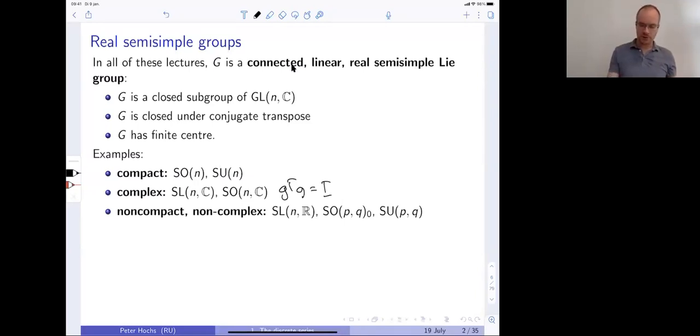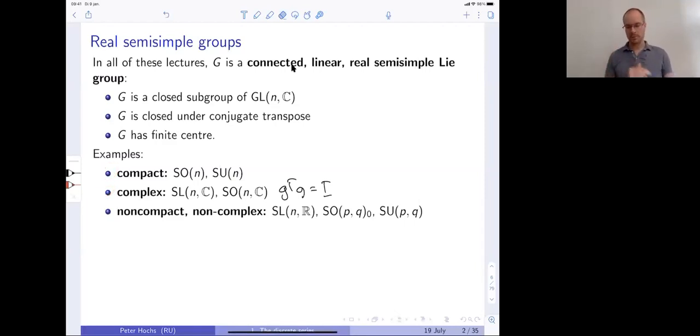And those first two classes of groups are the easiest cases. And the third class of groups is actually the most interesting and the most complicated. And the main part of the lectures will be about this third non-compact, non-complex case. But I'll also mention what simplifies in the compact case and the complex case.